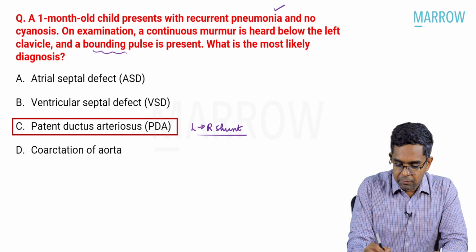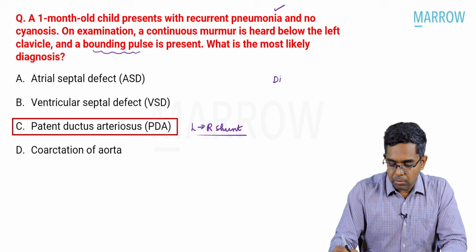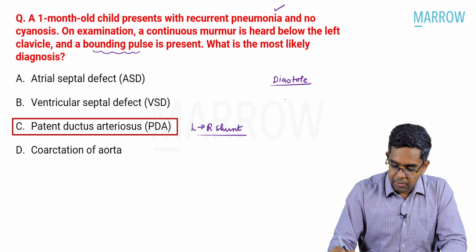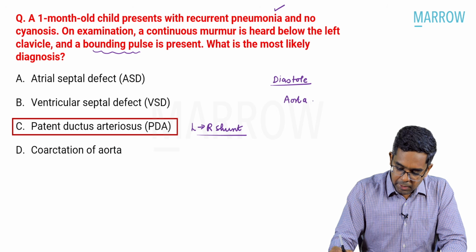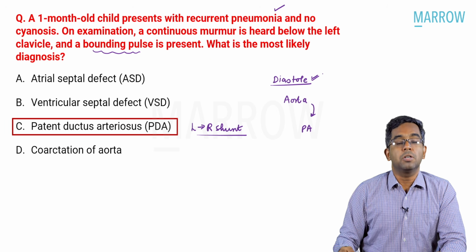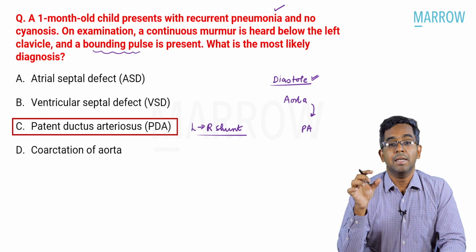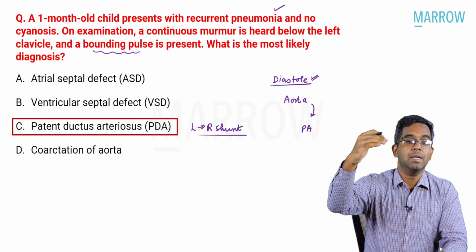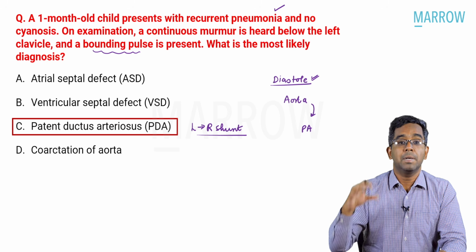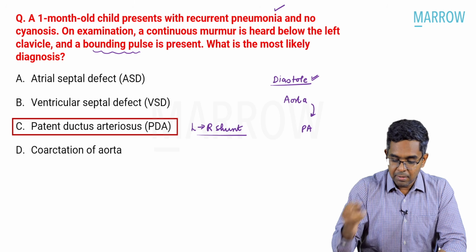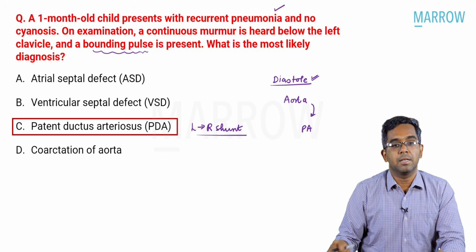And also, what is the reason for the bounding pulse? During diastole, there is a runoff of blood from the aorta into the pulmonary artery, and because of that, the diastolic pressure will decrease, creating an increased difference between the systolic and the diastolic blood pressure. So the pulse pressure itself is going to increase. That is what you are able to feel as a bounding pulse in this particular condition.